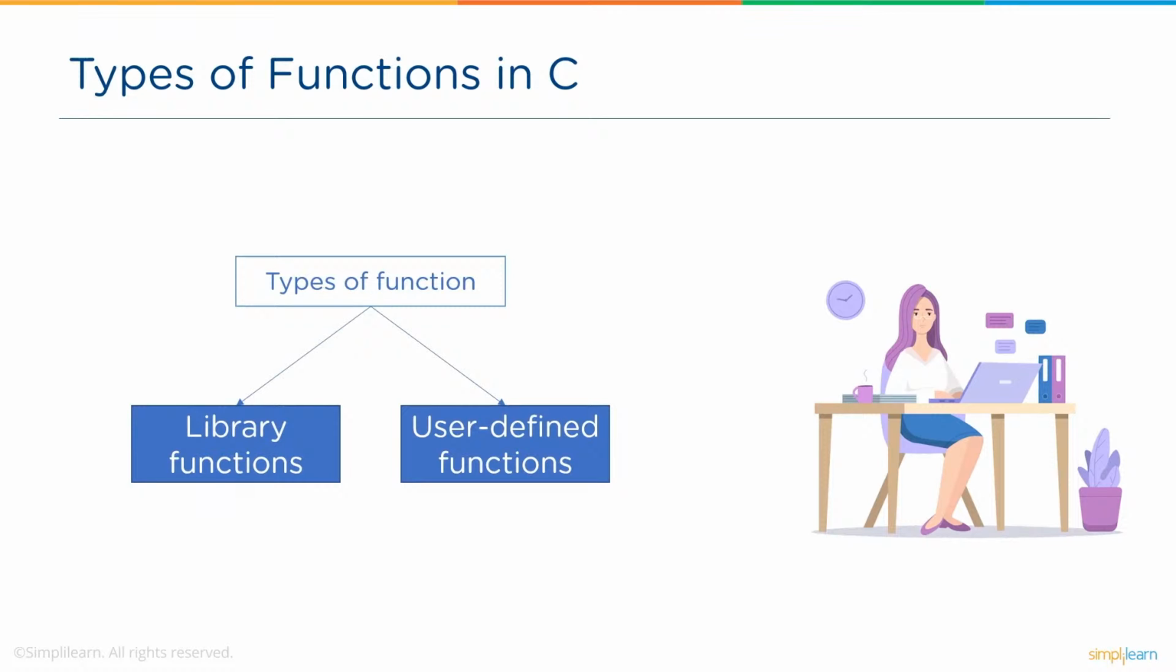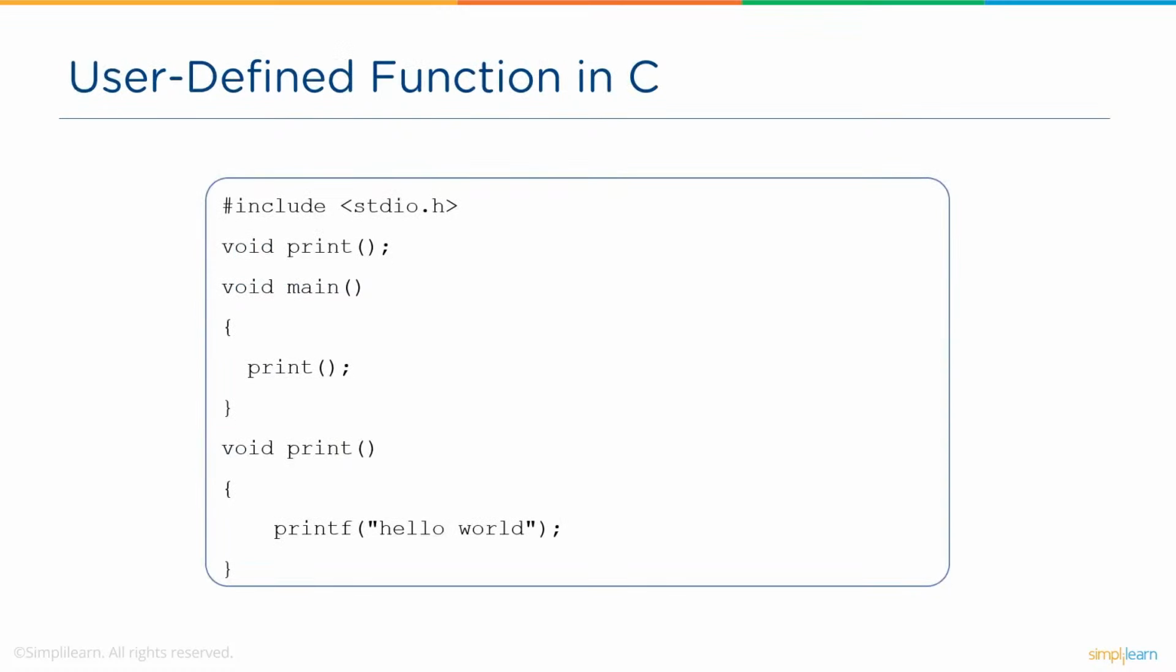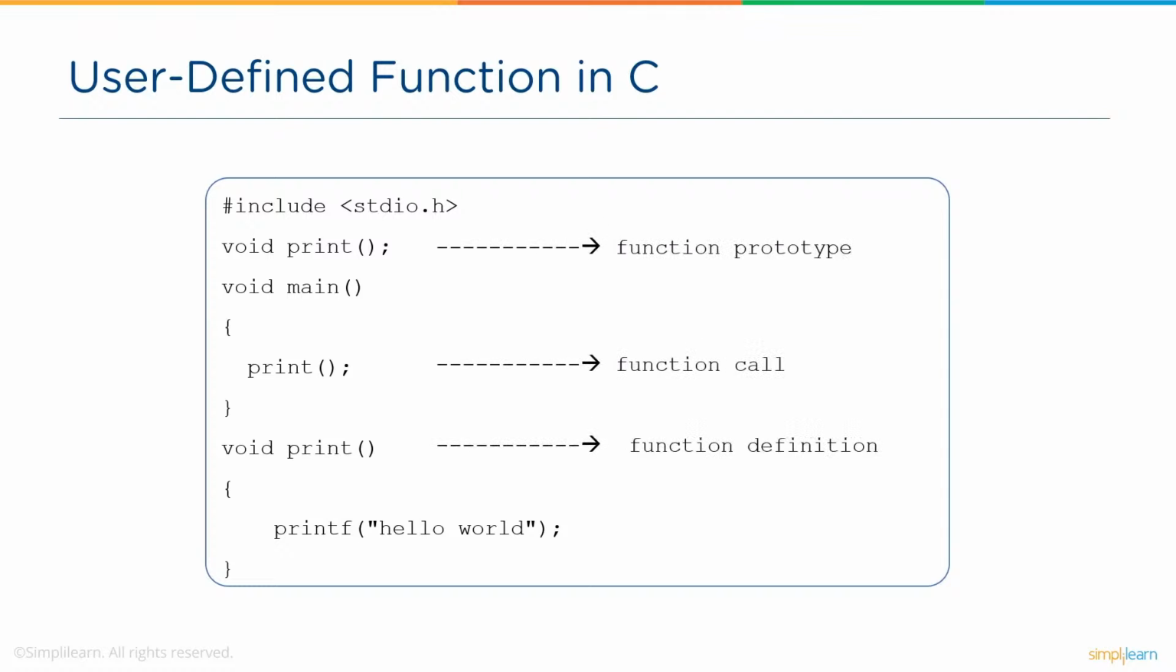To use library functions in a C program, we include a header file corresponding to that function. Functions that the user defines are called user-defined functions. Let's consider the example given below. We have three important features: function prototype, function call, and function definition. A function prototype is declared before the main function. Next, calling a function is done inside the main function. And then comes the function definition, in which we have a set of statements to be executed.